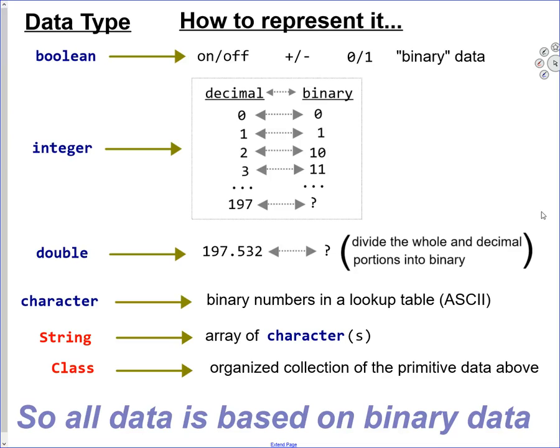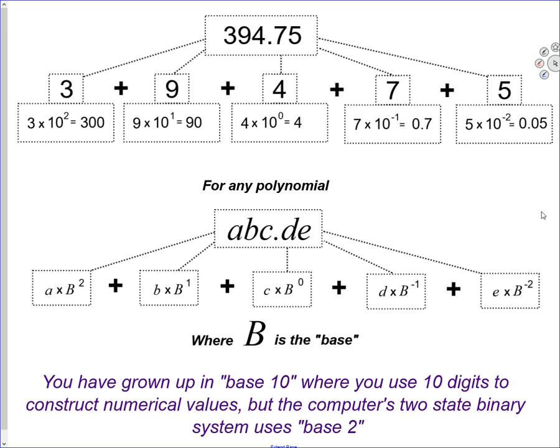Strings are arrays of characters. So if characters can be represented as numbers on a lookup table, and numbers can be represented as zeros and ones, then we're starting to represent everything as zeros and ones. If we go beyond strings into more complicated things like classes, classes are made up of primitive objects. So these things, strings and classes, are represented by the more simple objects like characters, doubles, integers, and booleans. All right, so the summary is everything is based on binary two-state values.